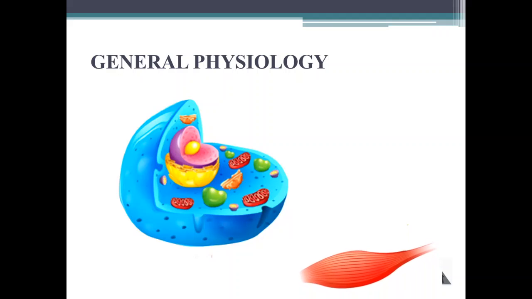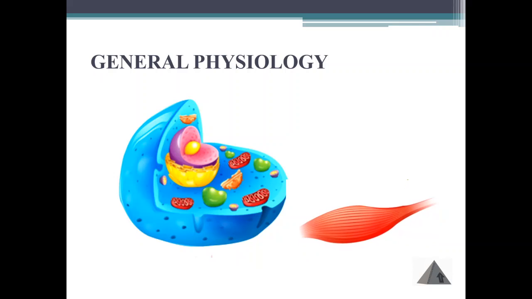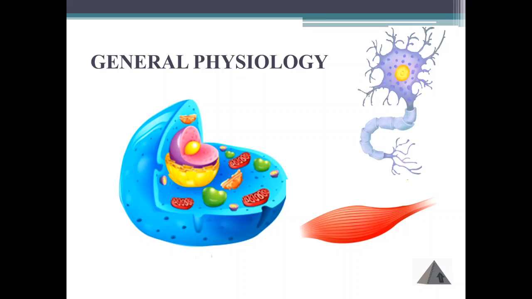Here the skeletal muscle spindle works for our movement. When we walk and when we talk, all the skeletal muscles work together to show this function. After that, in the central nervous system, this is the structural and functional unit, which is the neuron.